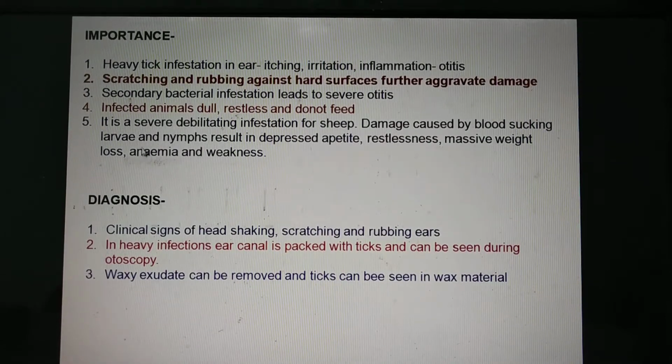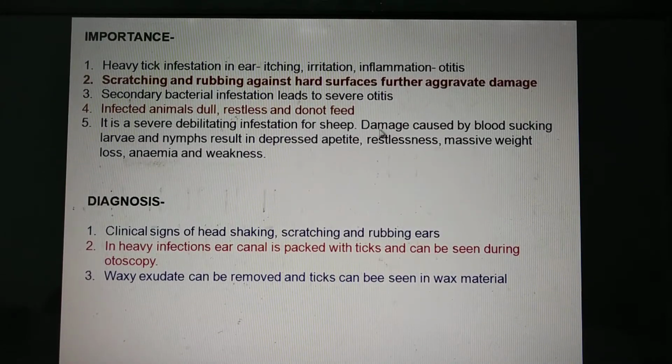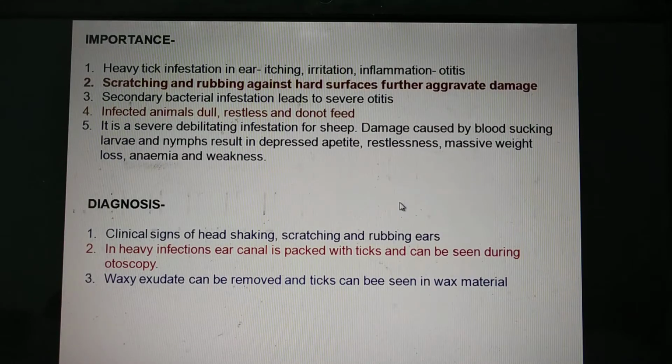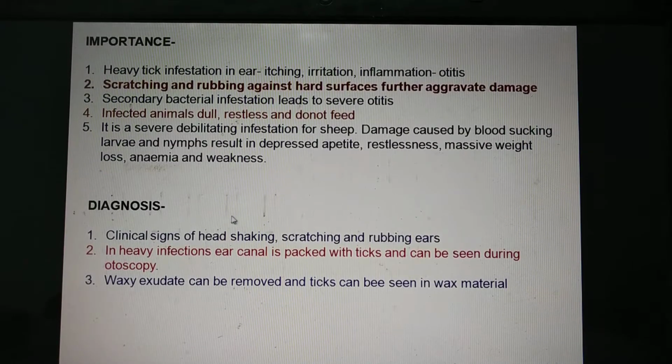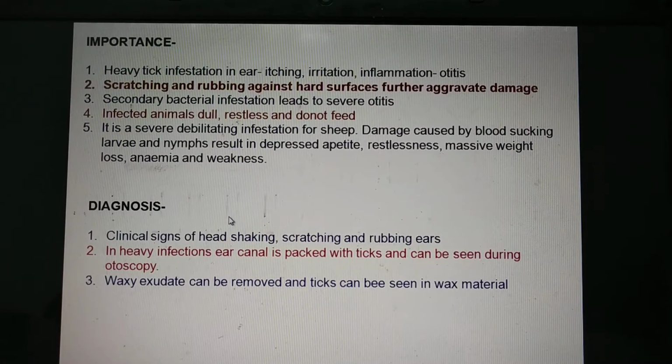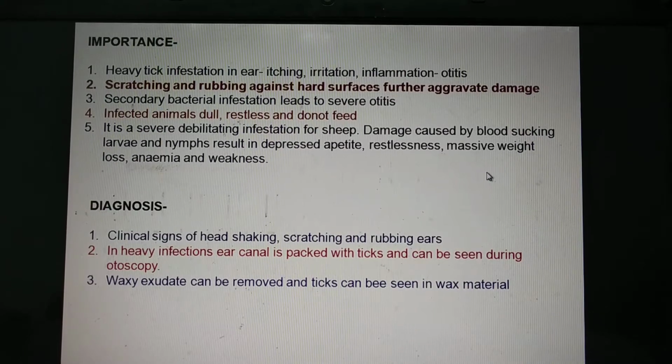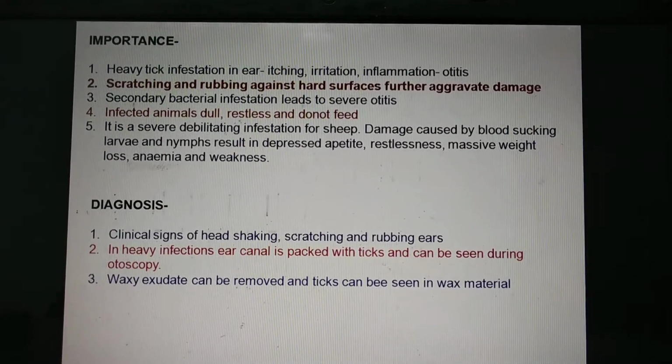Sometimes in case of sheep, this may be a debilitating disease, because of the heavy infestation by the blood-sucking activity of the nymph and the adults, the animal becomes anorexic. There is depressed appetite, restlessness, massive poor growth, the weight loss is there, anemia and weakness is there.